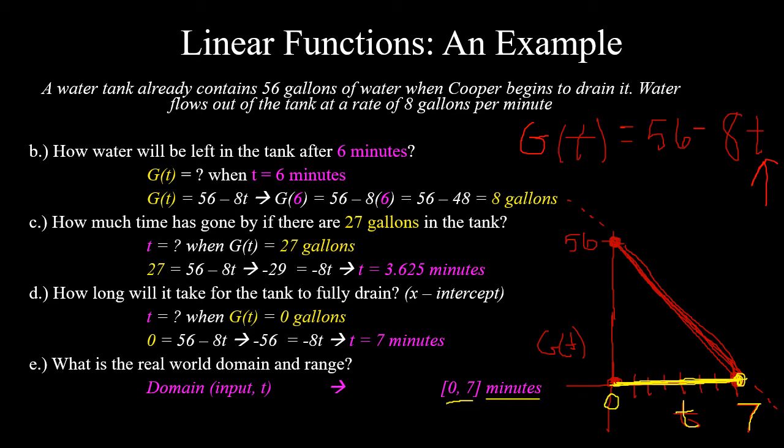What about the range? The range is all your possible outputs, and in this problem, that was how many gallons of water did we have. So we started with 56 gallons of water, and then it drained and drained until we had no water left. All right, so our range, our outputs, our G of T, go from 0 to 56 gallons, right? We had anywhere from 0 to 56 gallons of water, all right?